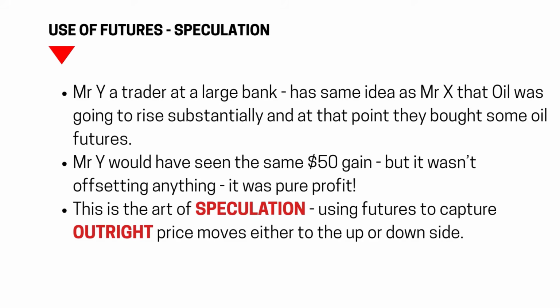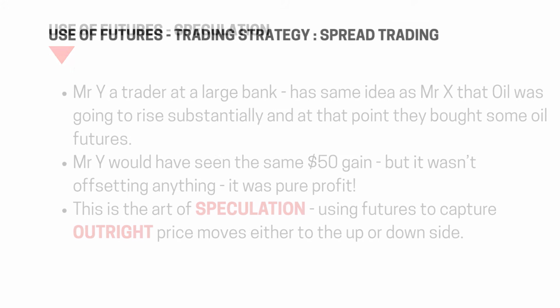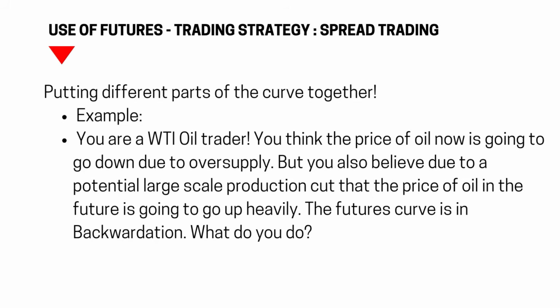So let's go back to Mr. X again. We know he hedged out, but what if a trader at a large bank had the same idea as Mr. X, wasn't tied into the underlying, and he bought the futures just as a futures contract? Well, he would have made that same $50 gain, but it wasn't offset against anything. That's pure profit. Now, this is the art of speculation, using futures to capture that outright price move either to the up or downside. So we've mentioned it a couple of times before already, but let's introduce you now properly to a particular strategy used in the futures world.